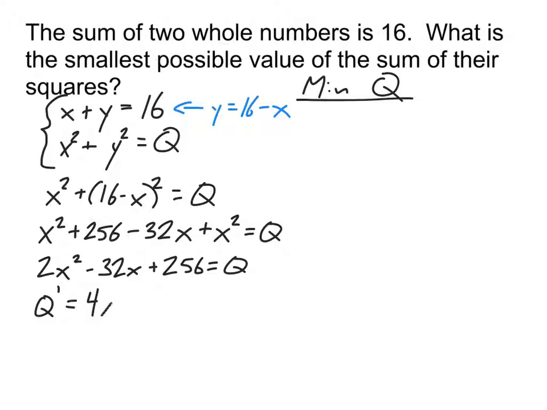So that gives me 4x minus 32. Remember why I find the derivative. I found the derivative because I want to know where the minimum is. That means setting this equal to 0 and solving it. And so if we solve it, I add 32, I divide it by 4, I find that x equals 8.